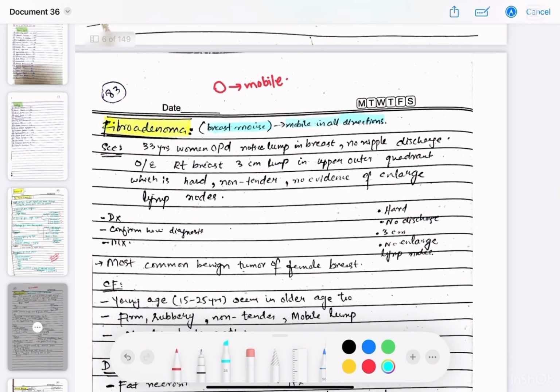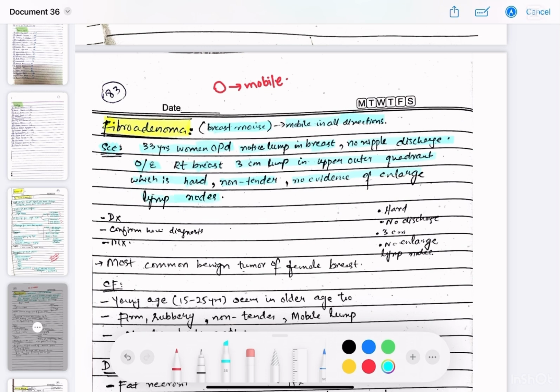So we have a scenario: a 33-year-old woman came to OPD and noticed a lump in the breast. There is no nipple discharge. On examination, right breast, a 3 centimeter lump in the upper quadrant, which is hard, non-tender, with no evidence of enlarged lymph nodes. Okay, so what are the points?